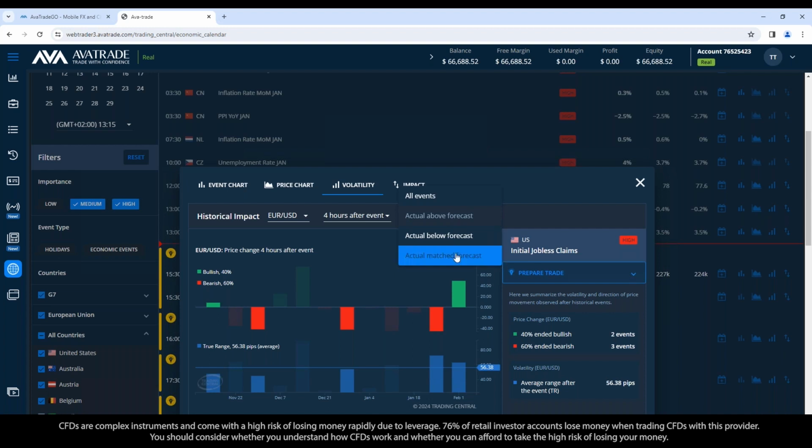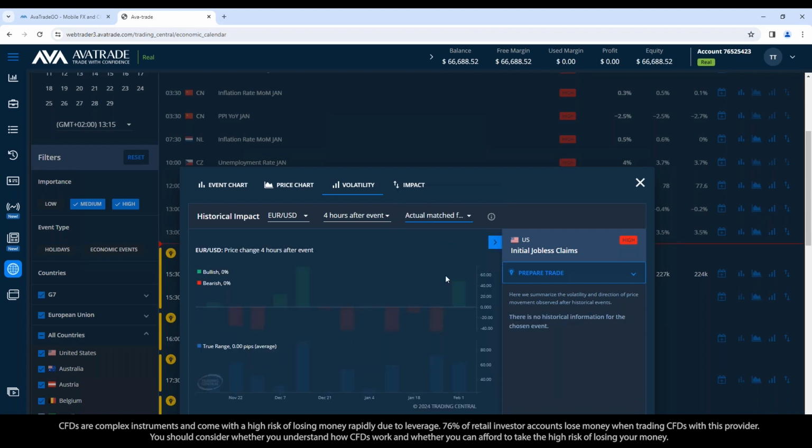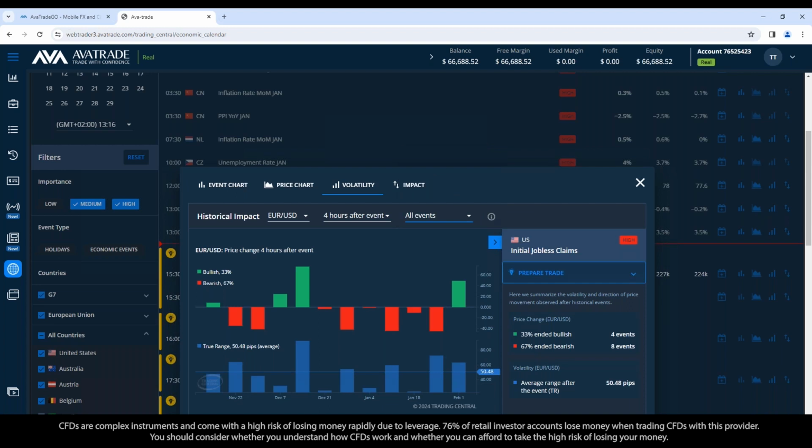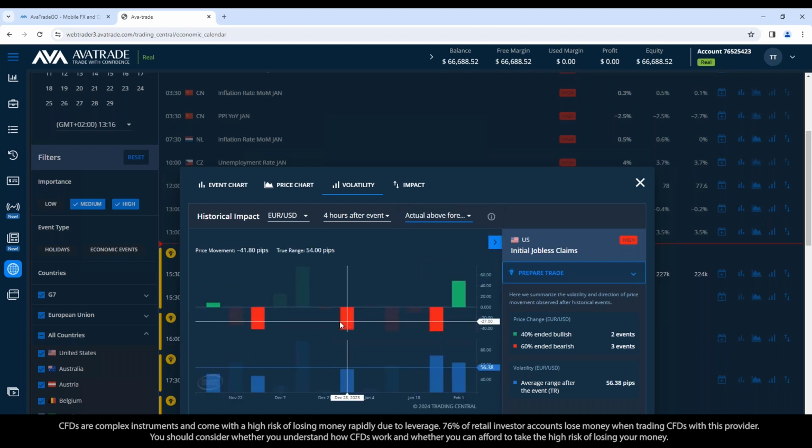If it comes in matching the forecast, well, we saw above and below, they both dropped. So we know matching the forecast, it didn't happen at all. Okay? And if we say all events, well, that includes the above and below. So all events, we see that it dropped more than it went up. But as you start to analyze, the above forecast looks more consistent. Okay?